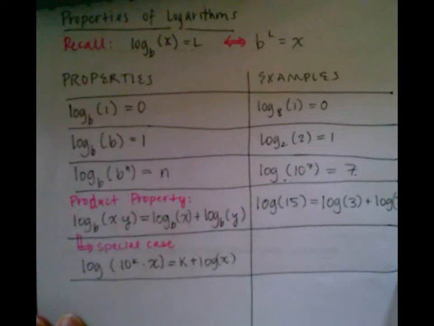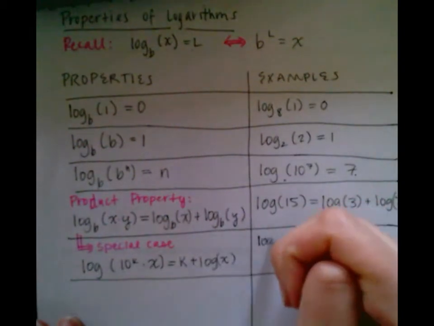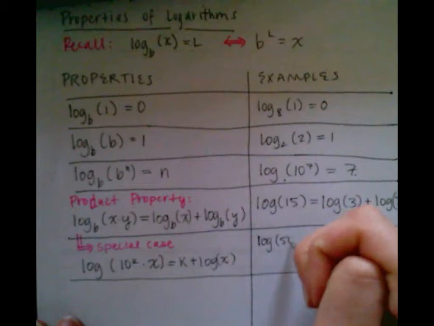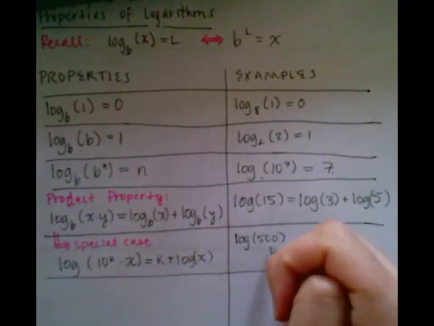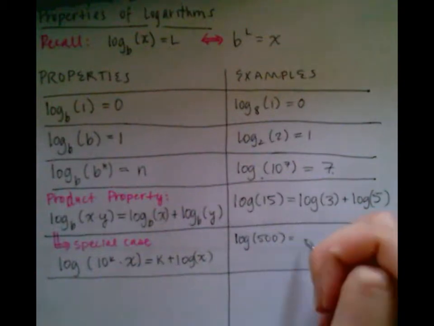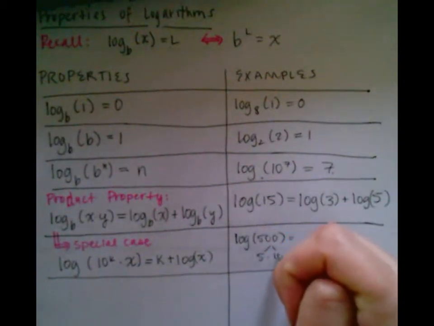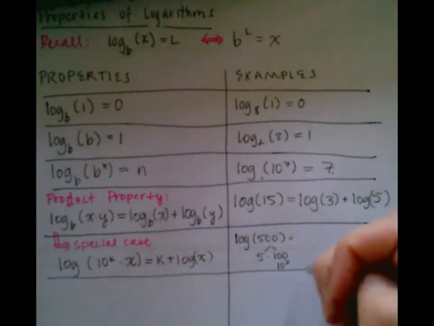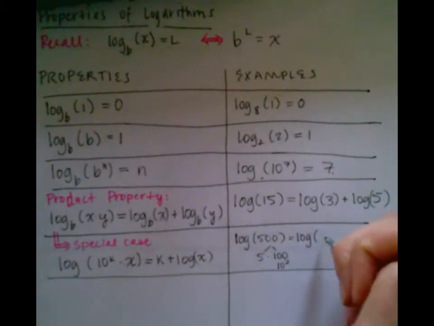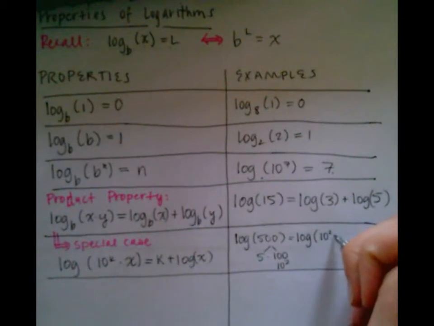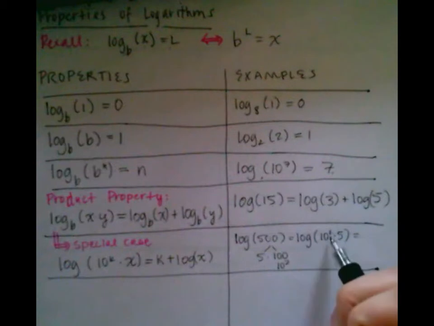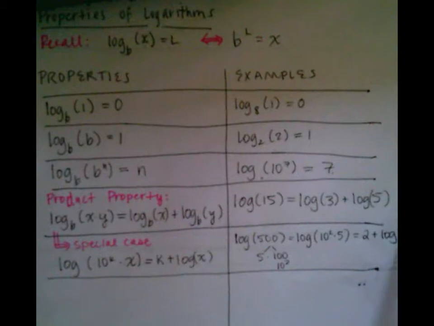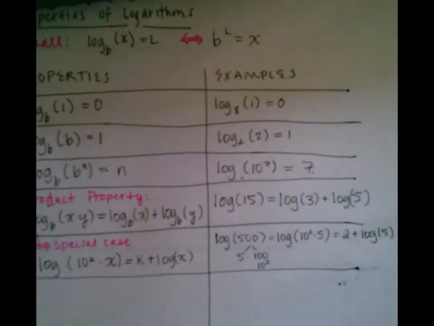And our example there will be log of 500. I know that 500 can be written as 5 times 100, right? And 100 is really 10 squared. So that means I can split this into log of 10 squared times 5. And if I can do that, that means this 2 comes out, right? And I have 2 plus log of 5. Okay?